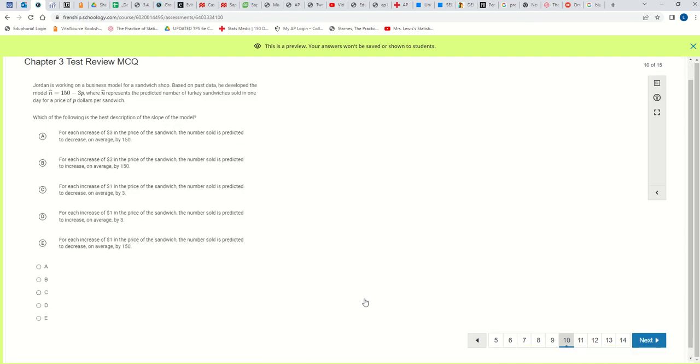Let's move on to number 10. Jordan is working on a business model for a sandwich shop. Based on past data, he developed this model. N hat represents the predicted number of turkey sandwiches sold in one day for a price of P dollars per sandwich. Which of the following is the best description of the slope? First of all, what is the slope of this line?